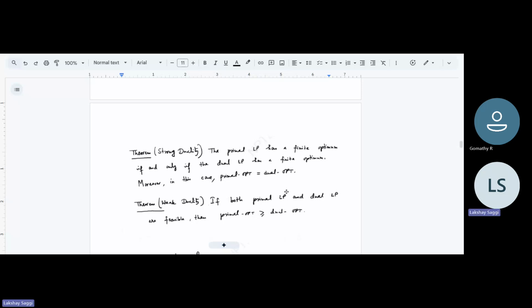Also, one thing to note here is, why are we even talking about weak duality if we have the strong duality theorem? Because in weak duality we are just assuming that the primal LP and dual LP are feasible, and if both are feasible, it can be the case that the primal LP might be feasible, but its solution might be unbounded.